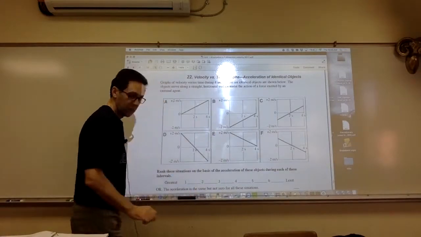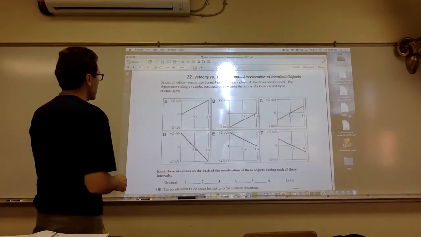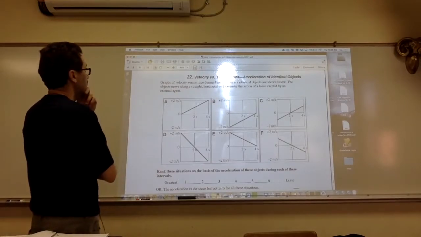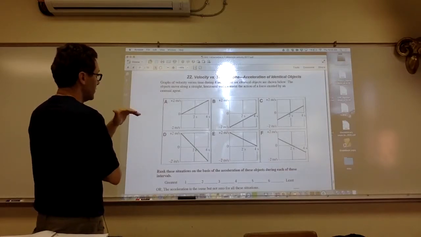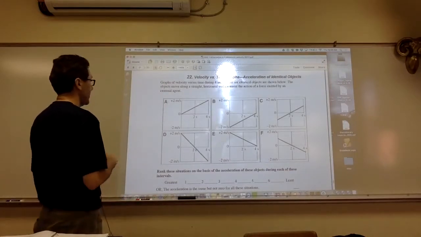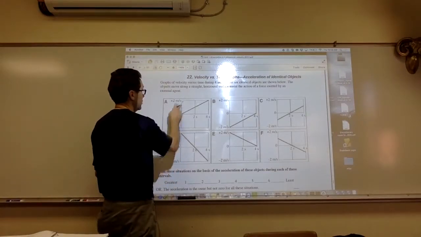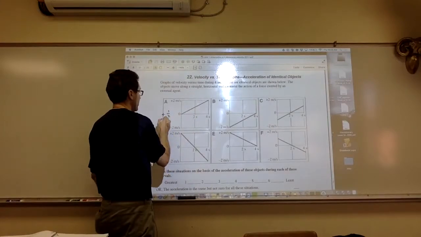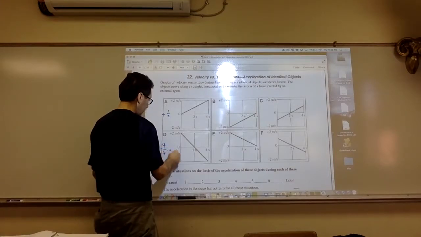All right, let's look at 22. We have to rank them based on acceleration. It does not say magnitude of acceleration, so we're going to keep the negatives in there. The acceleration here is just the slope of these segments. So it's 2 over 4, positive half. This one is definitely a negative slope. You go from 2 to negative 2, a drop of 4 in 4 seconds, so that's a negative 1.